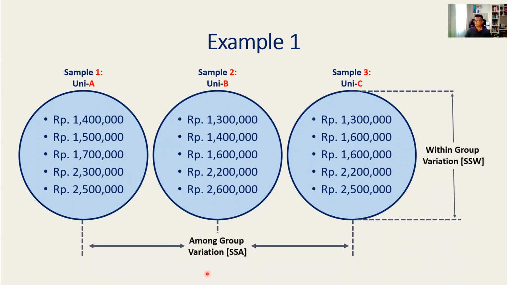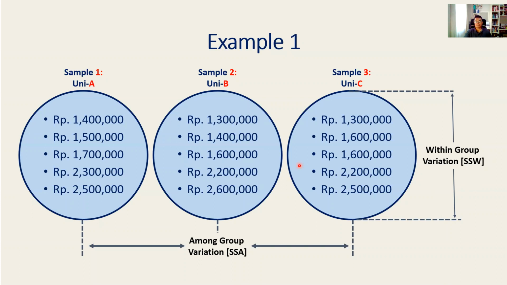From university A, we pick several respondents. In this case, we pick 5 respondents. The first respondent states that the monthly spending is 1.4 million, the second one 1.5, and so on. University B, the first respondent states 1.3 million. The second respondent states 4.4 million monthly spending, and so on. So that is the sample data profile.